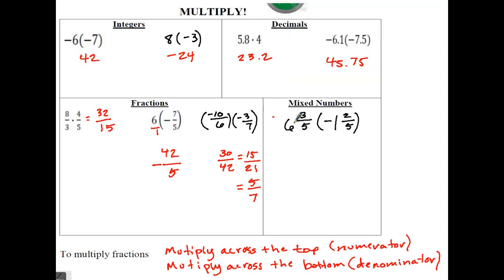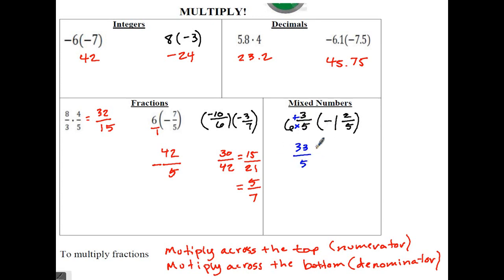Alright, for the last one, we are going to do this mixed number. So we have 6 and 3/5 times, remember it's got the parentheses, times negative 1 and 2/5. So how do we deal with this? We are going to multiply these two numbers, the 6 and the 5, and add a 3. So 5 times 6 is 30. 30 plus 3 is going to give us 33 over 5. This process is called changing it from a mixed number to an improper fraction.